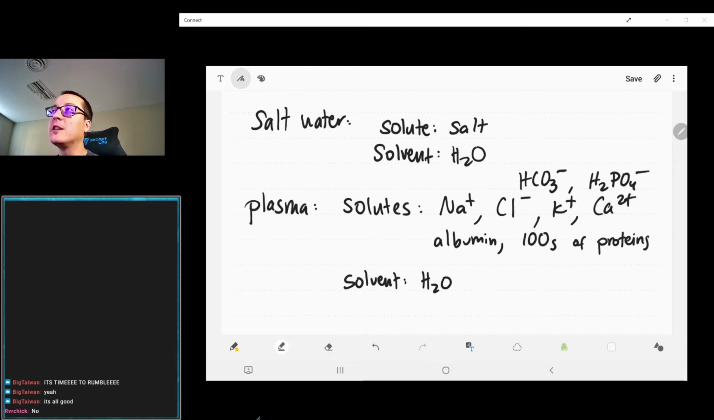So we have tons of various different things happening in our plasma, right? Hundreds of proteins in there. You've got proteins carrying molecules. You've got fats. You've got cholesterol. You've got your LDLs, your low density lipoproteins. You've got all sorts of different things going on in your blood plasma. It's a very complex solution. But again, one solvent, and that solvent is water. So you can see you can have as many solutes as you want. One solvent.